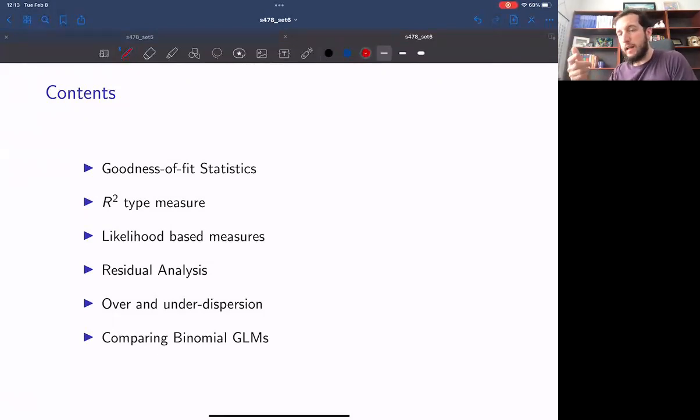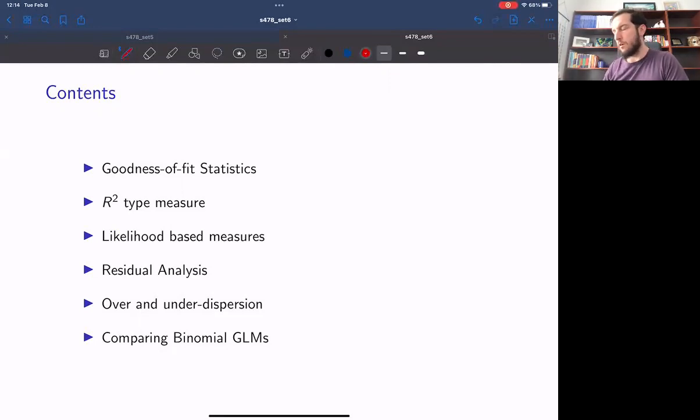We're going to talk about likelihood-based measures, so values that are constructed directly from the likelihood at convergence. We'll look at residual analysis, though in the case of GLMs, residual analysis isn't always meaningful. It really depends on sample size and how much information you've collected at each of the observations, at least in terms of the binomial model. We'll talk about over dispersion and under dispersion.